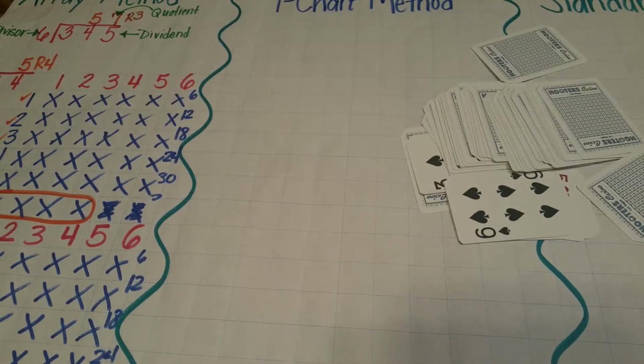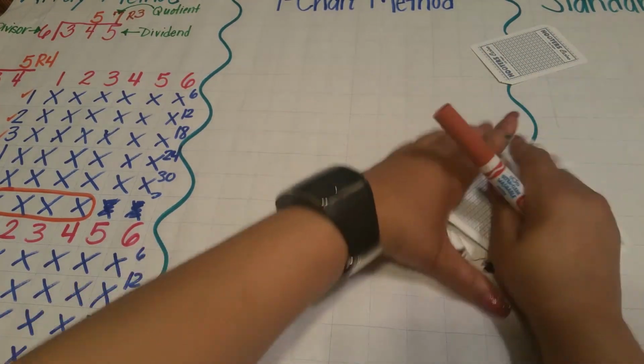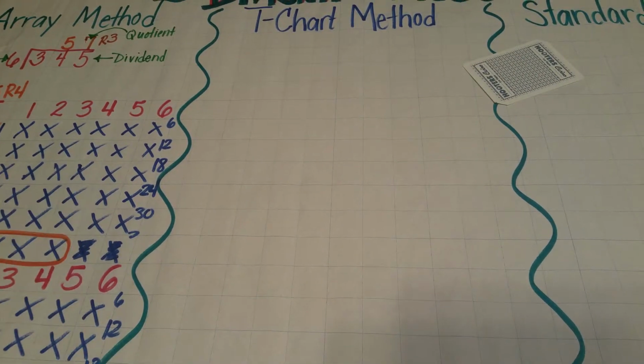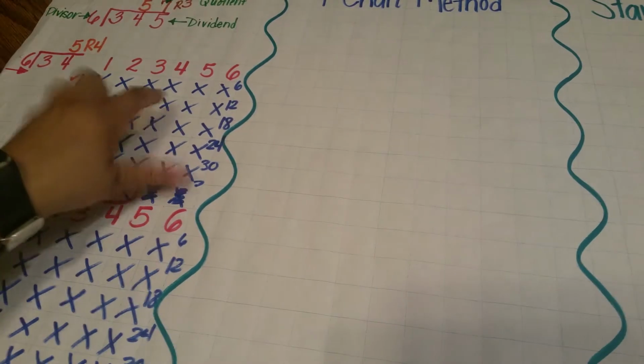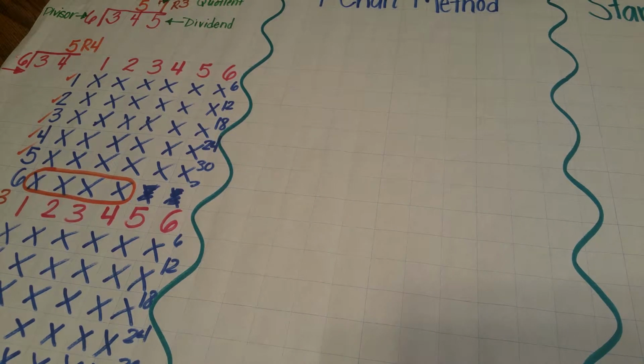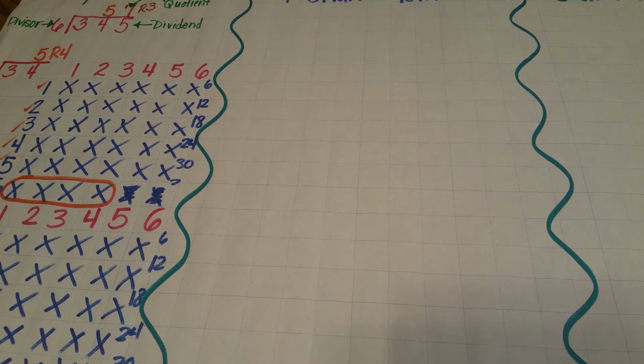Now, the T-chart is going to be faster. And this is the reason why it's best to have the sum when we're doing the array model, to see that sum at the end, because in truth, they're already creating their T-chart.